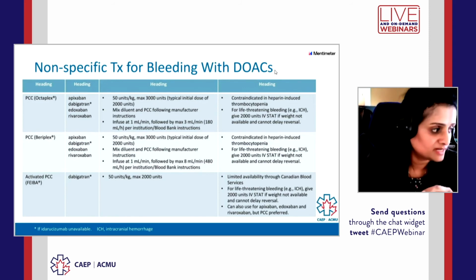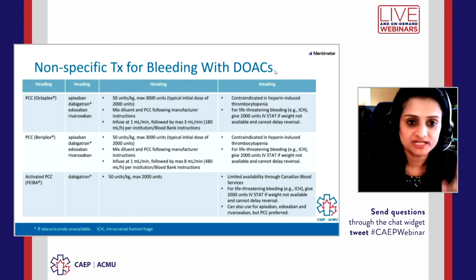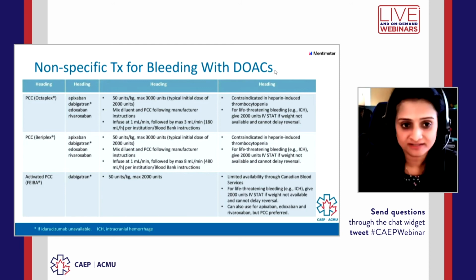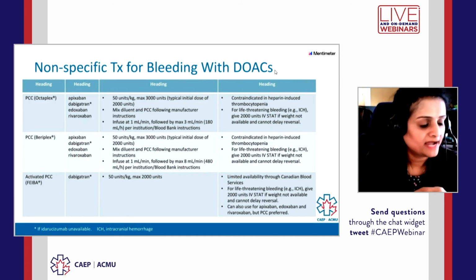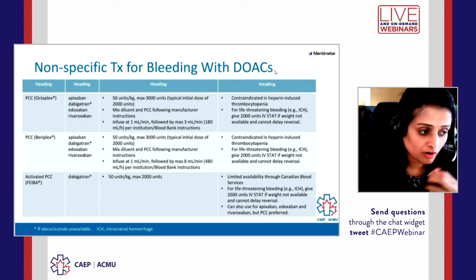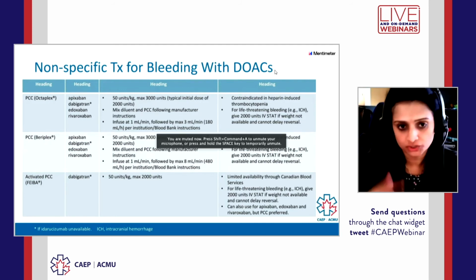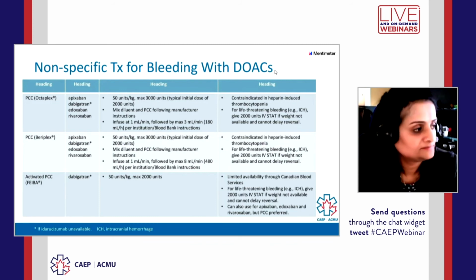Then there is FEIBA, which sometimes has been used in dabigatran prior to the availability of idarucizumab. Now that we have idarucizumab, we usually go to idarucizumab and reserve FEIBA in case you do need ongoing support. It could also be used for apixaban, edoxaban, and rivaroxaban, but PCC is the preferred choice for those prior to using FEIBA.